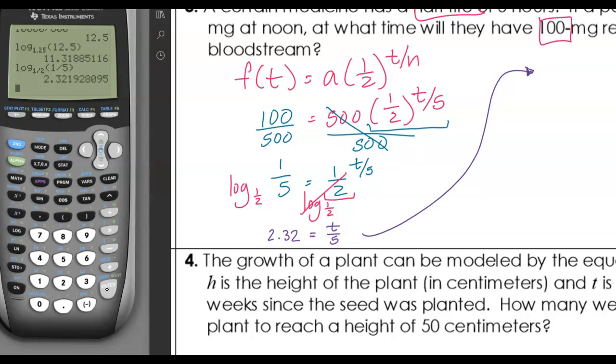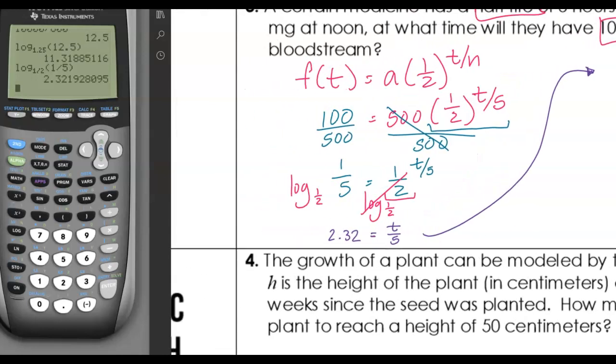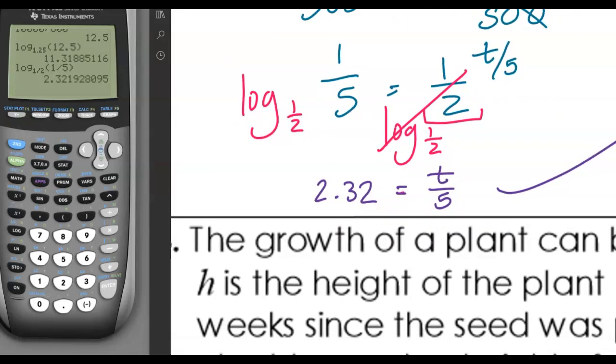Samantha going once. Samantha going twice. Okay. Lane, what should I do to finish getting the T by itself here? Lane going once.